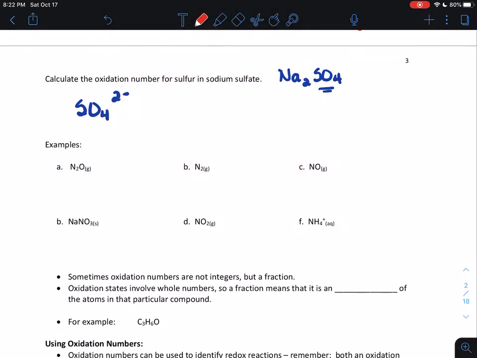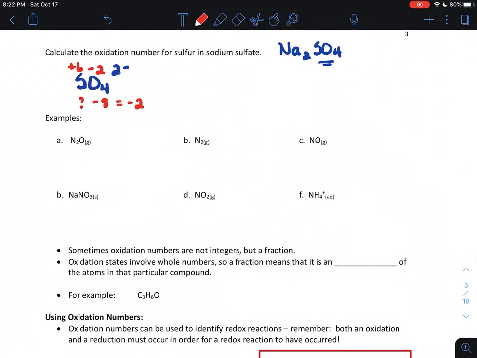So again, I look at oxygen and the sulfur. I know oxygen, its oxidation number rarely changes. It is -2. -2 times 4 is -8. And then one number, what number? -8 equals -2. And this has to be +6. Okay, so the oxidation number on the sulfur is +6.